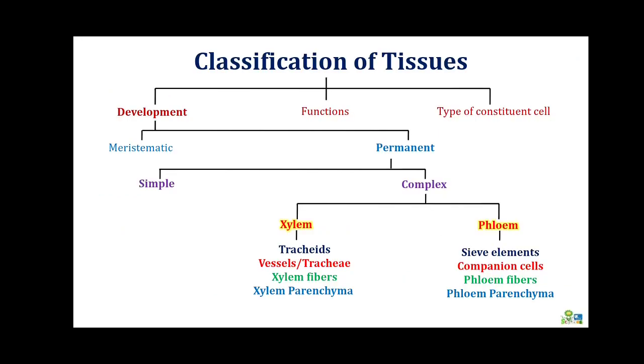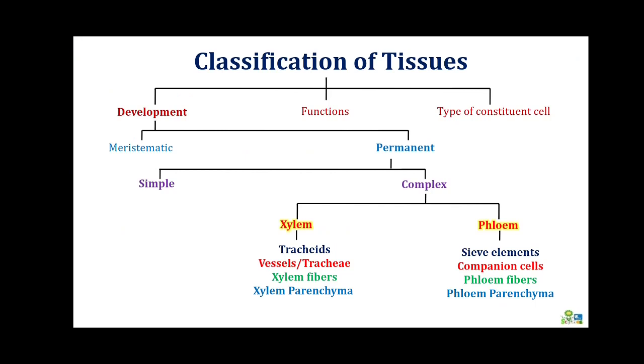Now these tissues, as we discussed in the earlier slide, are classified on the basis of development, function and type of constituent cell. Now on the basis of development, they are meristematic and permanent. In the permanent type, there is simple permanent and complex permanent. And in this video, we are going to study the complex permanent type of tissues. Complex includes xylem and phloem.